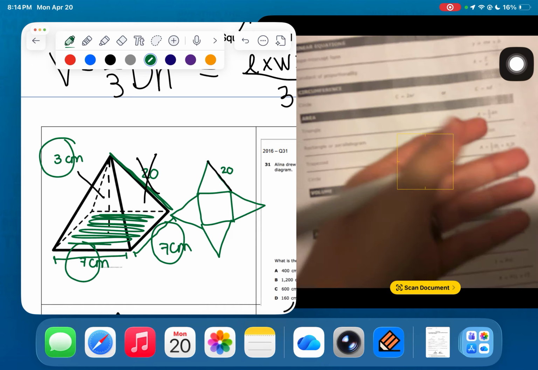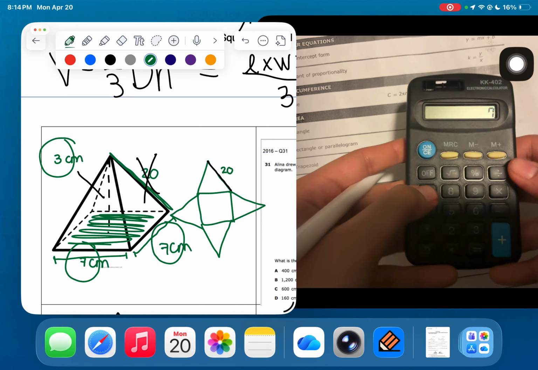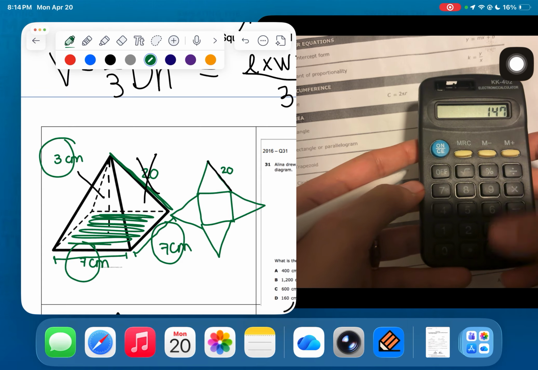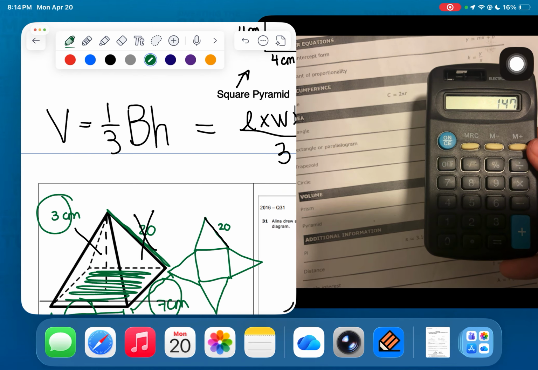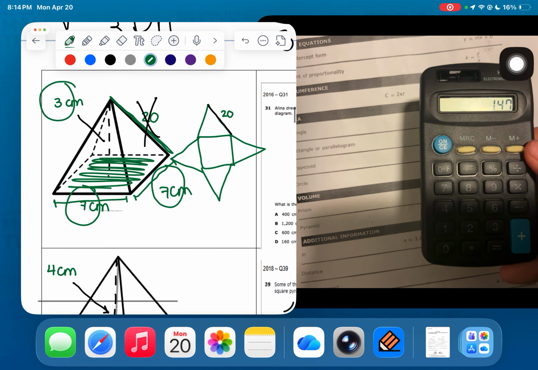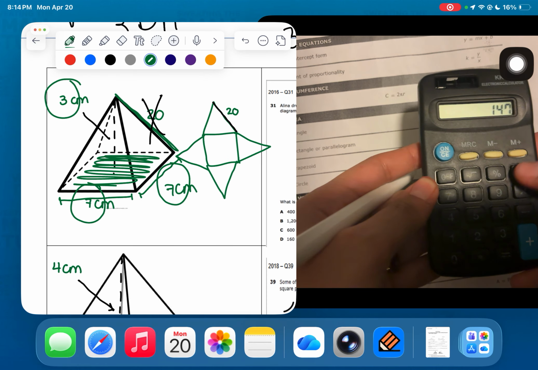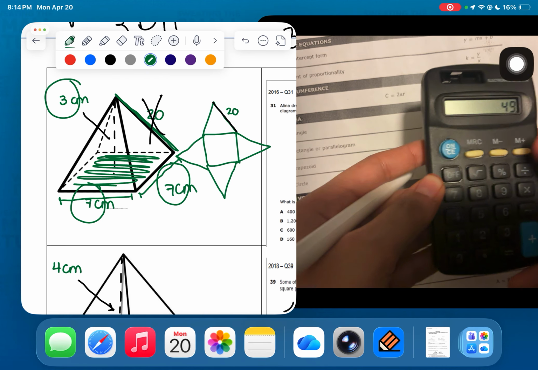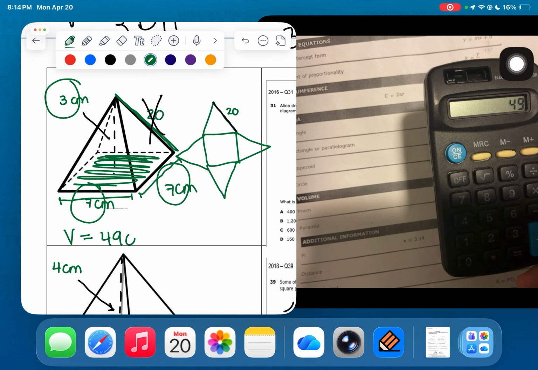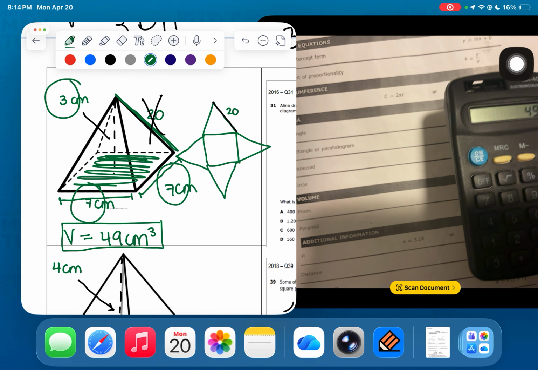7 times 7 times 3, and then that's not my answer. I still need to divide by 3. Entonces, this I divide by 3. 49. So volume equals 49 cubic centimeters. Okay.